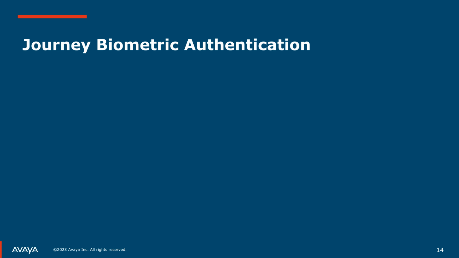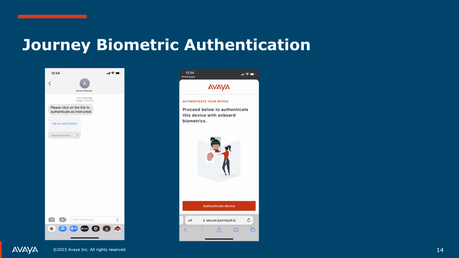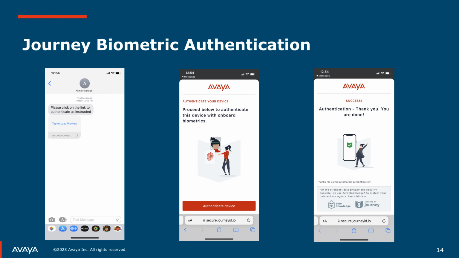This is how the flow occurs. I, as a user, receive a text message with a link. I click on the link, and then I'm asked to authenticate myself. When I click Authenticate Device, it will go through the Face ID recognition, so I need to look at the camera. And if successful, it's going to tell me authentication is finished. I can now go back to the agent, the virtual agent, and tell it I'm finished.